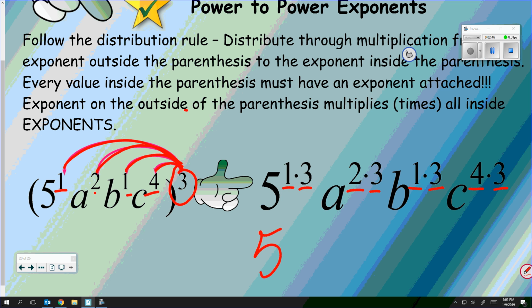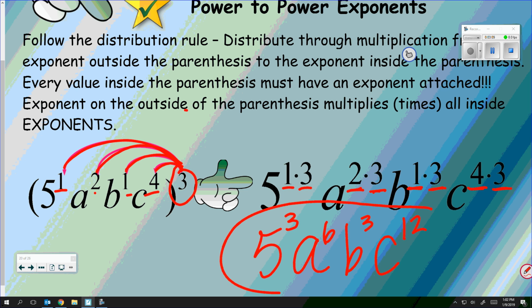So what is 1 times 3? 1 times 3 is 3. Then you have a. 2 times 3 is 6, so a to the 6th power. B is 1 times 3, so 3. And c is 4 times 3, which is 12. Okay, this would be your ending answer.